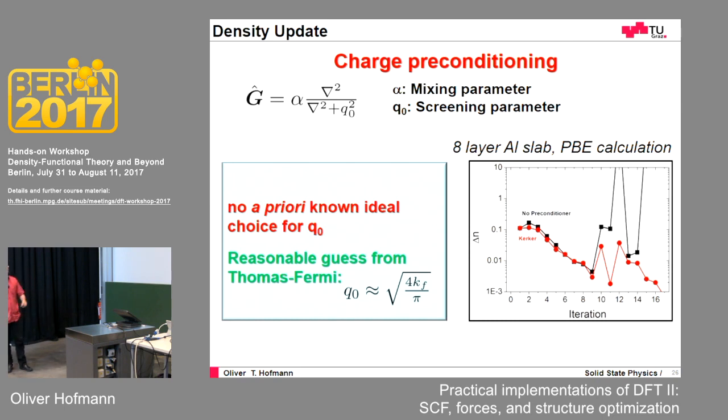The best guess, or a reasonable guess, would be if you can get the screening parameter from the Thomas-Fermi screening. That's basically the square root of the Fermi wave vector divided by pi. And that typically should give you a very good result for metallic systems. How much it helps you, I wanted to illustrate by this graph.